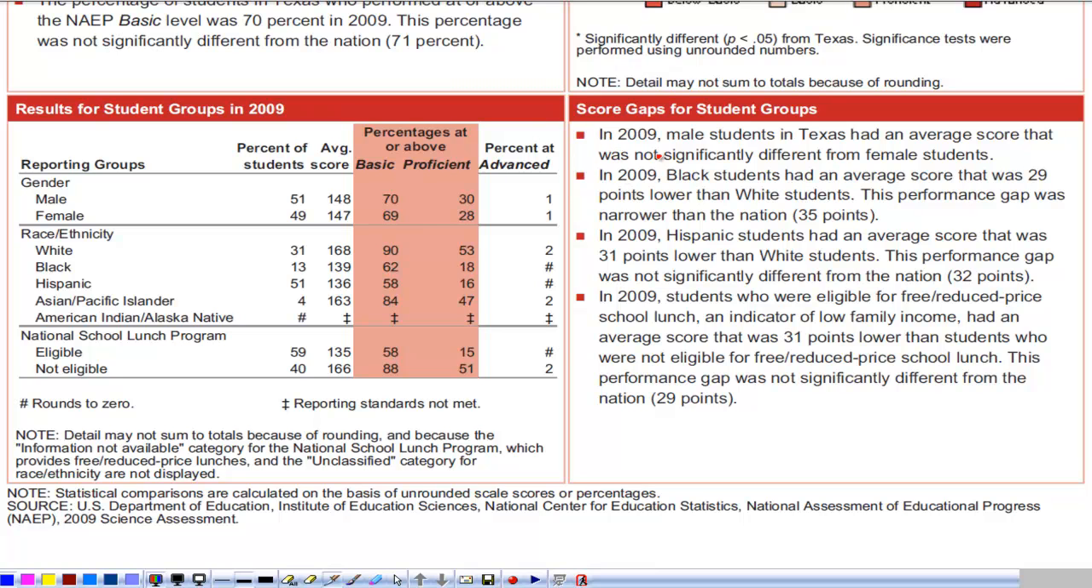First of all, in 2009, male students in Texas had an average score that was not significantly different from female students. So if we look over here, the average scores of male students and female students are about the same. And indeed, a statistical test was performed, and it was determined that even though these two are different, they're not different enough to throw up any flags and say that we really have something to look at here. This difference could very well have just been because of chance, which particular students took the test.